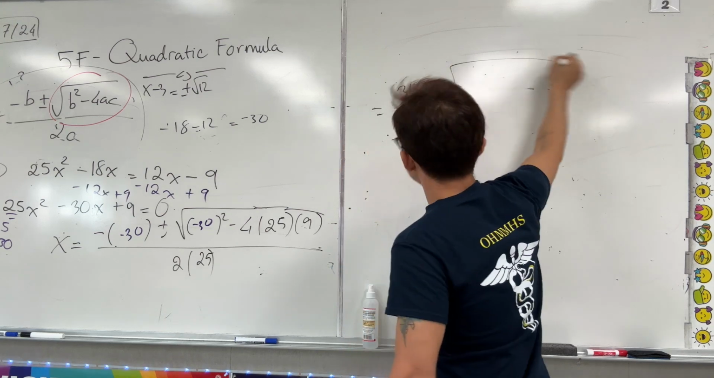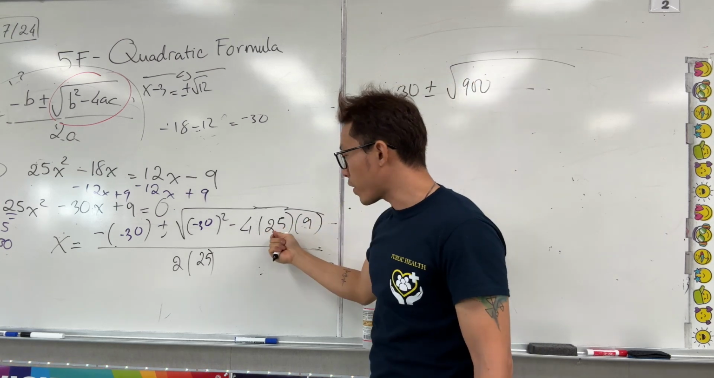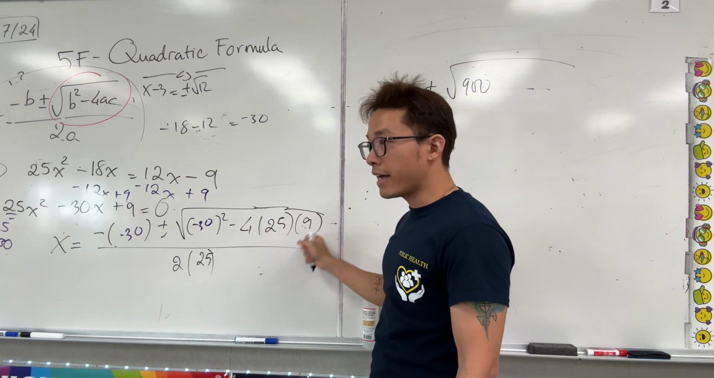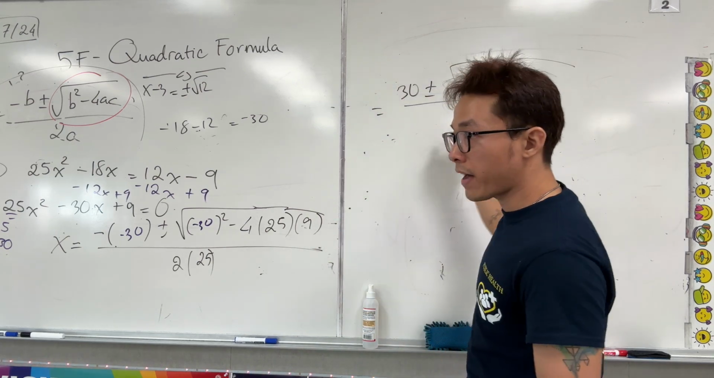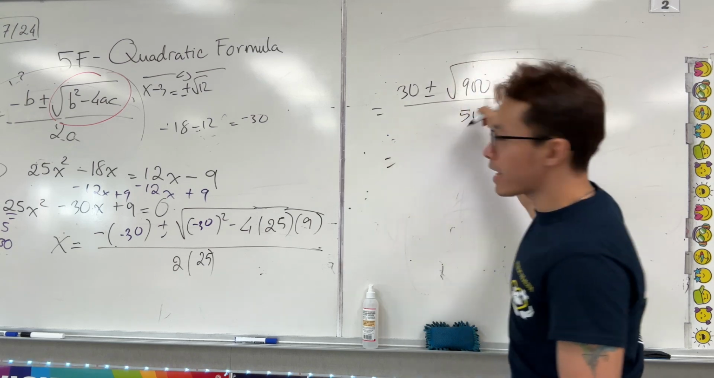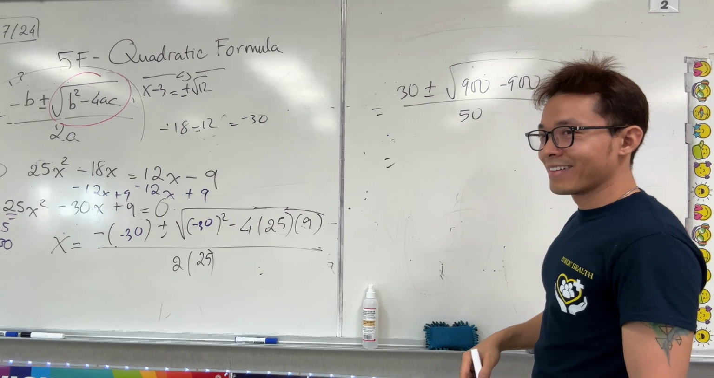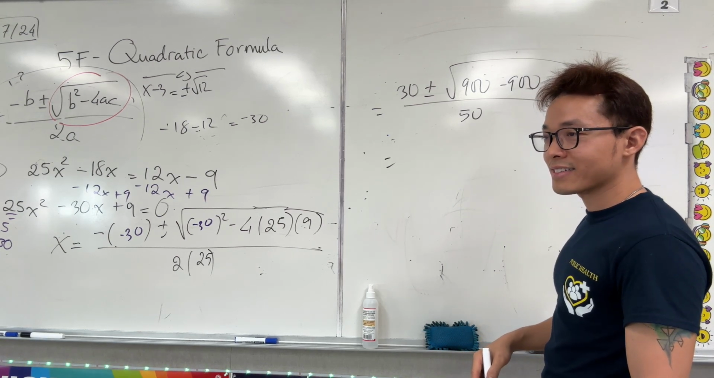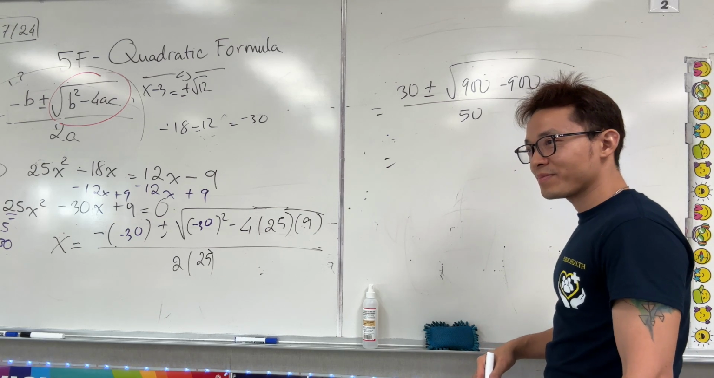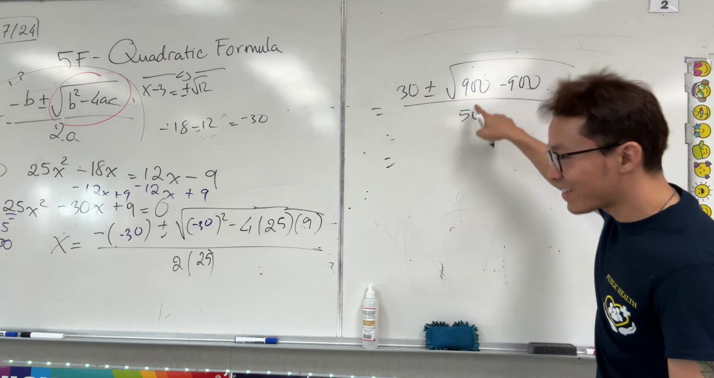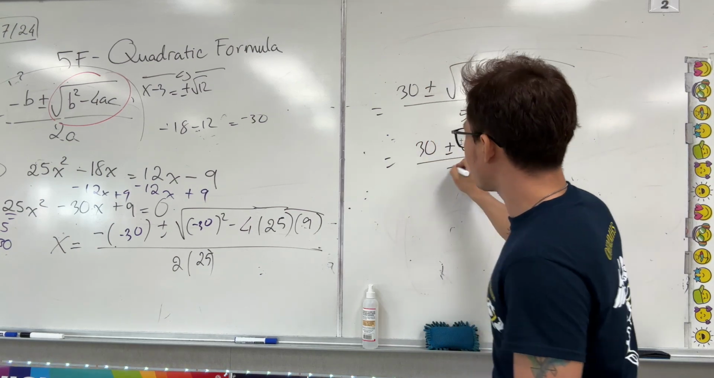Okay? Alright, so negative and negative become positive, plus and minus. What is this negative 30 squared? 900, you got it. 4 times 25 is 100. 100 times 9 is 900. So minus 900 over 2 times 25, 50. 900 minus 900 is 0. You got it. So plus minus square root of 0.